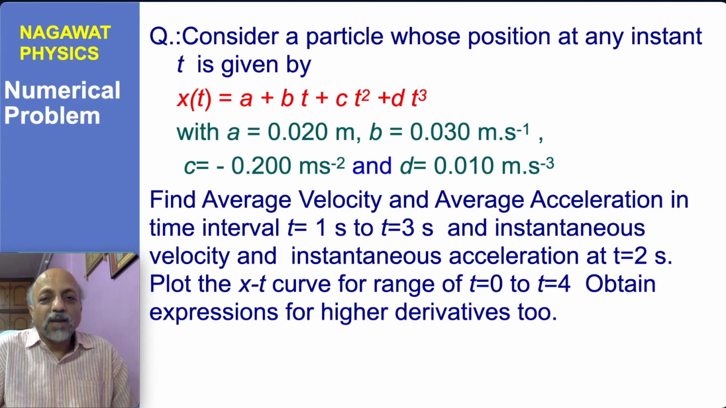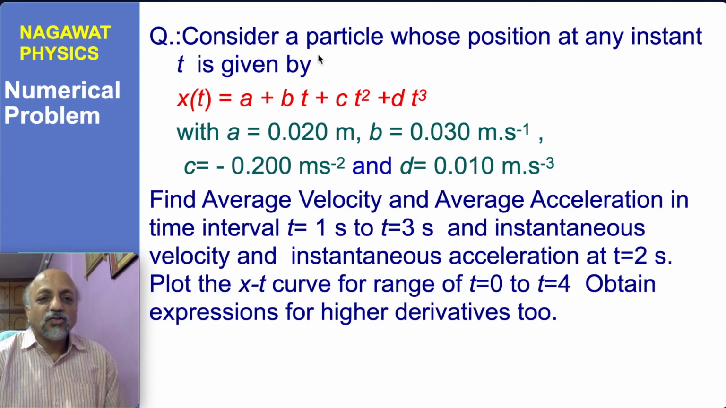So consider a particle whose position at any instant is given by this function of time. x as a function of time is given to you: a plus bt plus ct square plus dt cube. So it's a polynomial and the highest degree is 3, a degree 3 polynomial. Here a, b, c and d are all given to you. I have assigned values of a, b, c and d keeping in mind a topic which we will later discuss, significant figures.